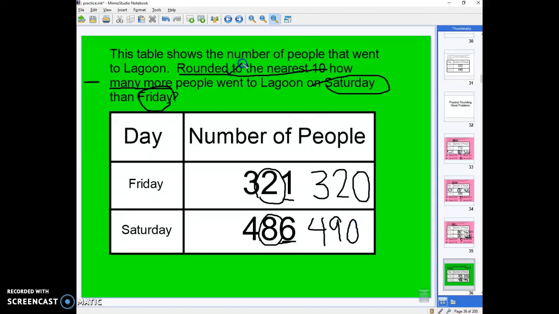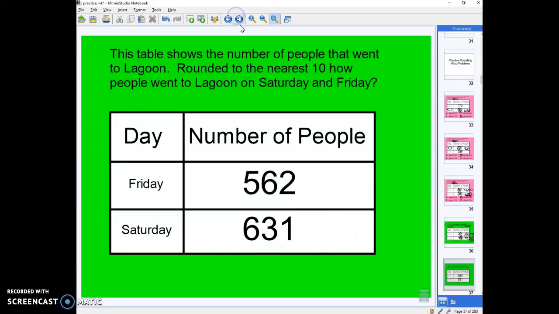I did that part. Check. I rounded to the nearest 10. How many more people, I know I need to subtract, went to Lagoon on Saturday than on Friday? So here's where I gotta flip these numbers to make sure I'm writing it correctly, lining my hundreds and tens and ones spaces up, and I'm going to subtract. Bigger number always goes on top. 0 minus 0 is 0, 9 minus 2 is 7, and 4 minus 3 is 1. So 170 people more went to Lagoon on Saturday than on Friday.